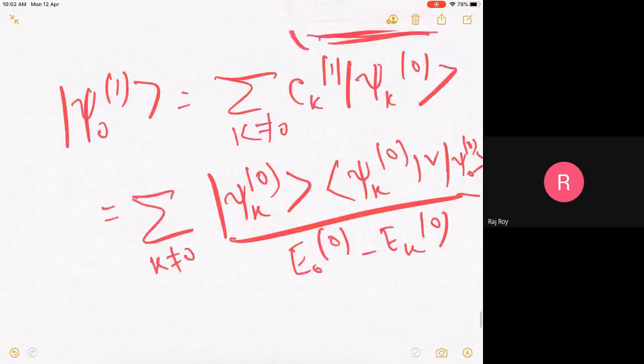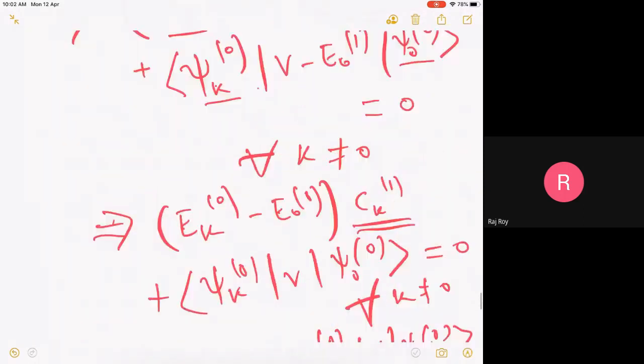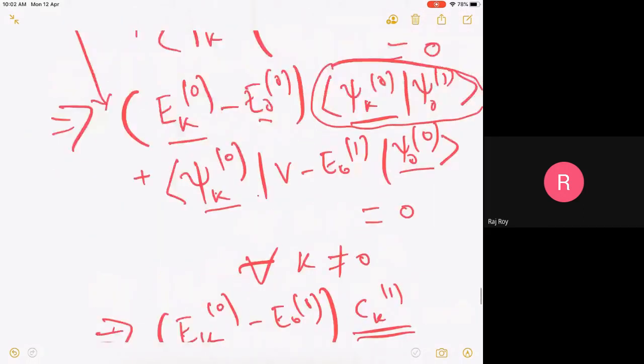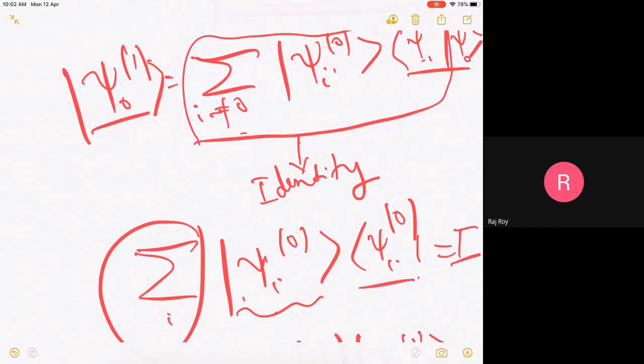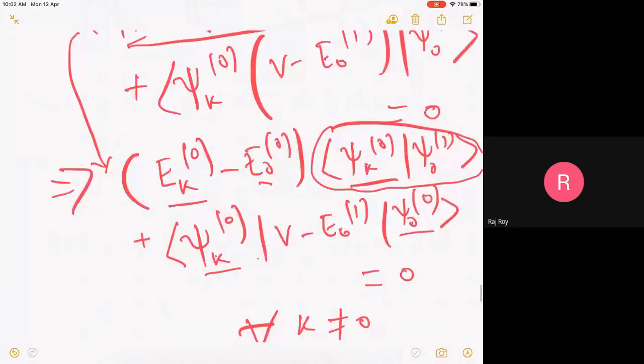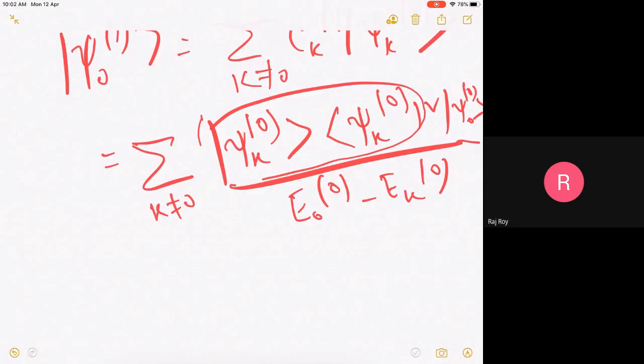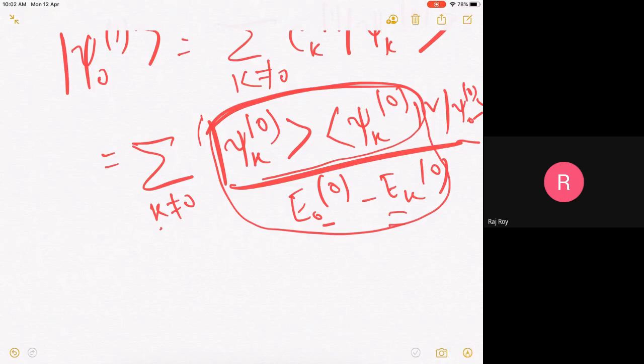Note that you may be tempted to tell me that this is again identity, right? It is very same as I discussed here, that the identity operator is nothing but psi k0, psi k0, from this expansion of psi 01. So you may be tempted to tell me this is an identity. So can I write this as V psi 00 divided by this? No, you cannot, because this sum over k includes the denominator. The k is in the denominator. So I cannot sum the numerator separately. I have to sum this whole thing.